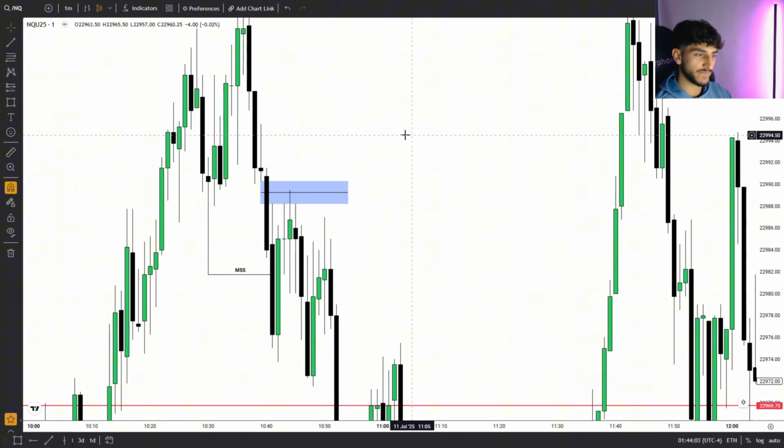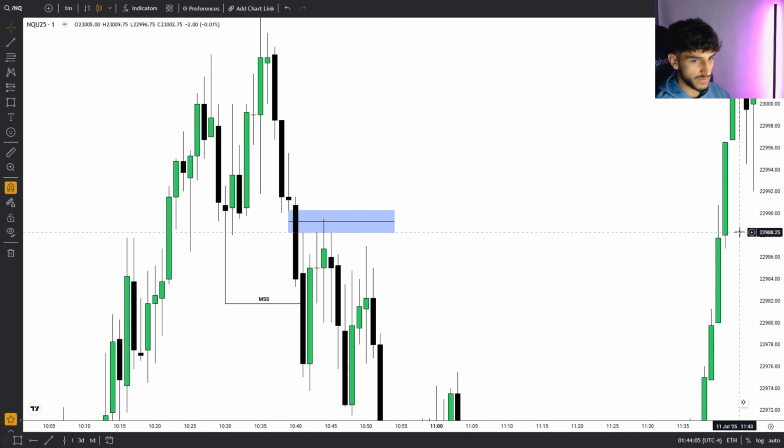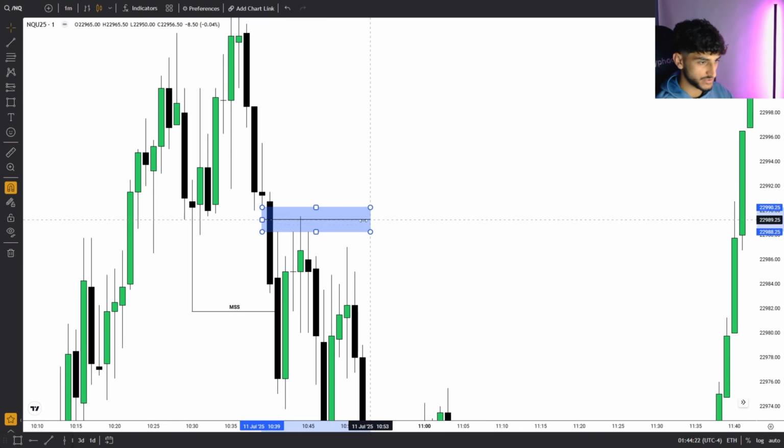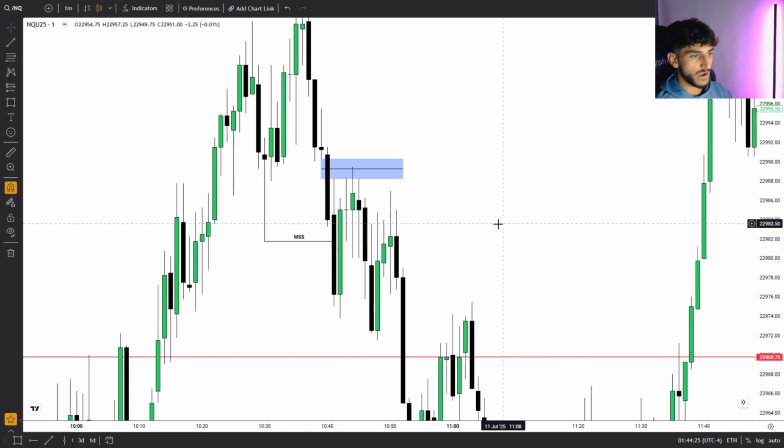Essentially, a fair value gap is a three-candle pattern. In this case, it's a bearish fair value gap. So pretend this is candle number 1, candle number 2, and candle number 3. The first candle's low and the third candle's high do not overlap. There's an inefficiency, and this is considered to be a fair value gap. So we draw that out in time, and there we have our fair value gap.